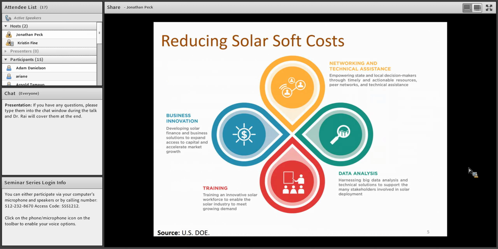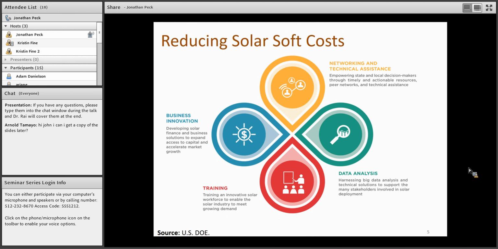This is a slide from the US DOE in terms of what are the different emphasis points. You can see they're working on business innovation, different financing and business models, training workforce, networking between state and local decision makers, providing them with tools and so on, as well as data analysis, bringing a lot of big data and analysis to highlight what opportunities might be to reduce solar soft cost.